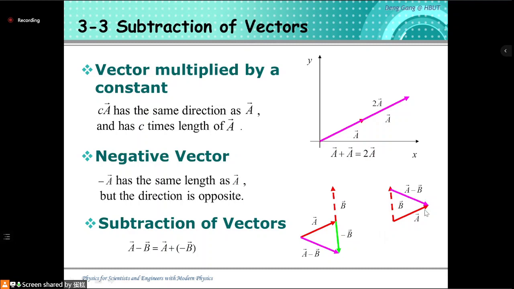So what is A minus B? From the tip of B to the tip of A. That's A minus B. Use a triangle. This is A, this is B, and from the tip of B to the tip of A, that's A minus B. So this is not tail to tip, it's tip to tip, right? Tip to tip. But we use a triangle to help us calculate A minus B.